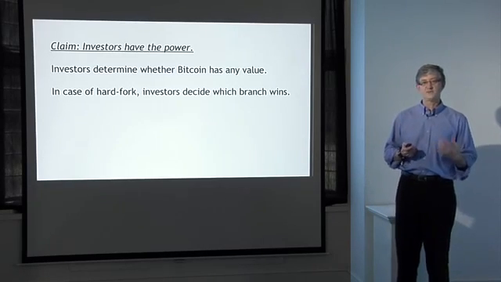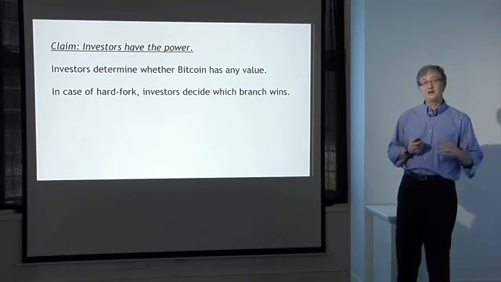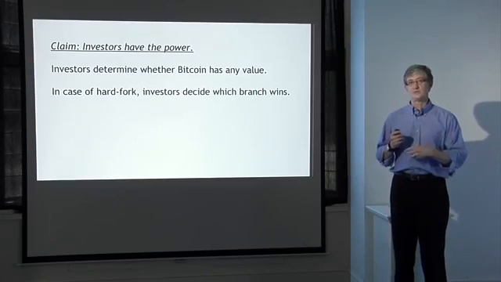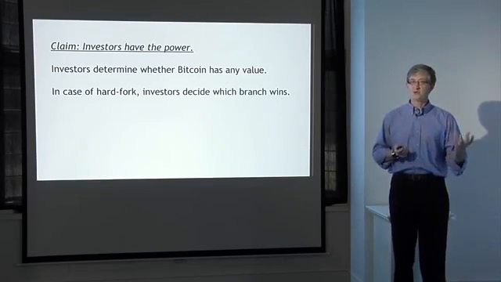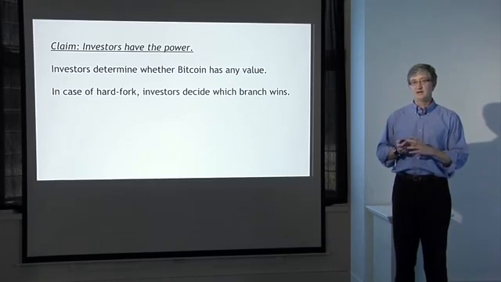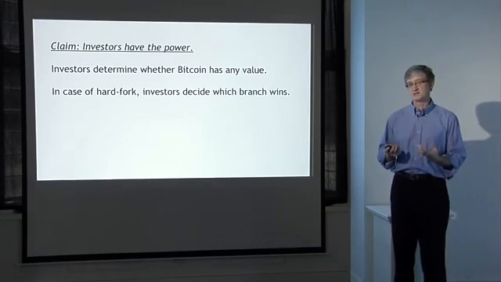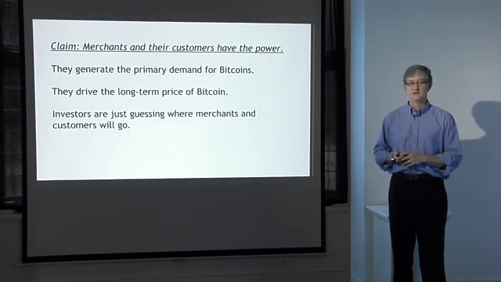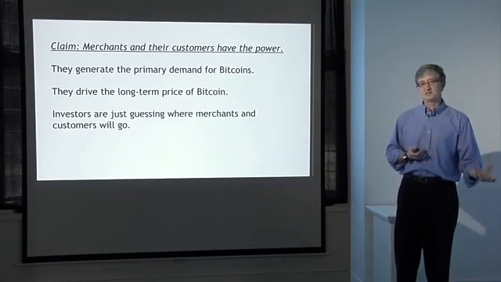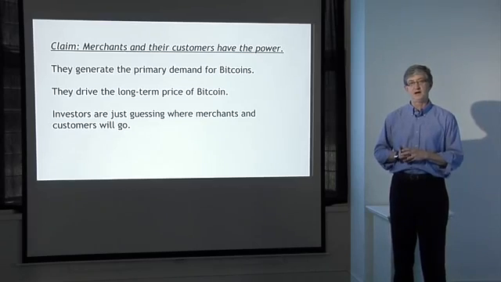So in the case of a hard fork, if the investors all or mostly decide to put their money on one branch, on the A coin or the B coin, then that one will have a lot of perceived legitimacy. And so the investors have a lot of power to decide which way things go if there is a fork.